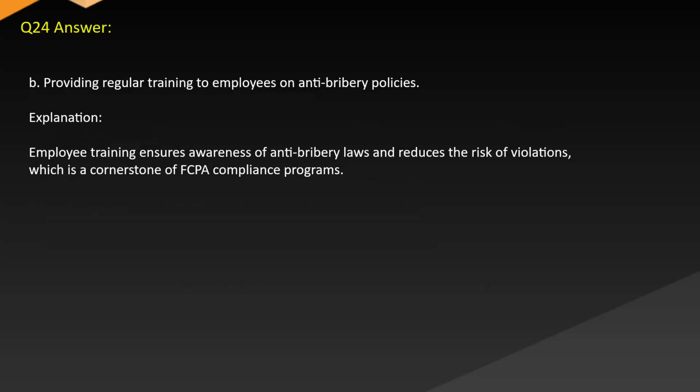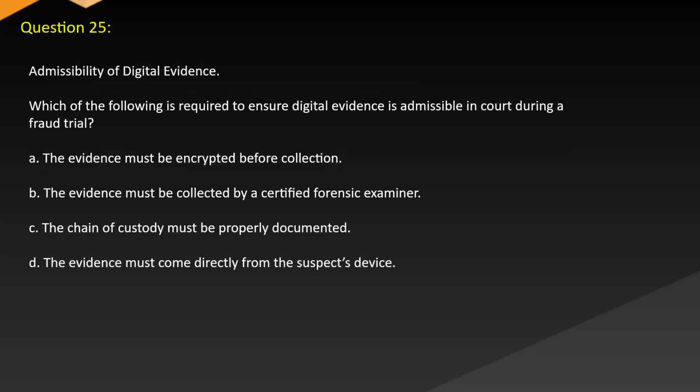Answer. B. Providing regular training to employees on anti-bribery policies. Explanation. Employee training ensures awareness of anti-bribery laws and reduces the risk of violations, which is a cornerstone of FCPA compliance programs. Question 25. Admissibility of digital evidence.